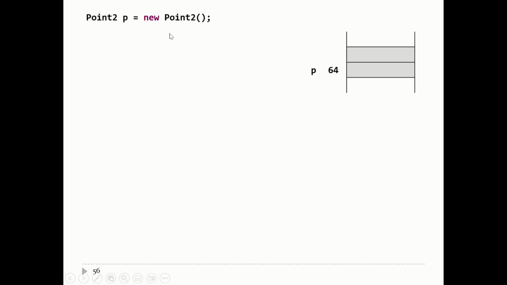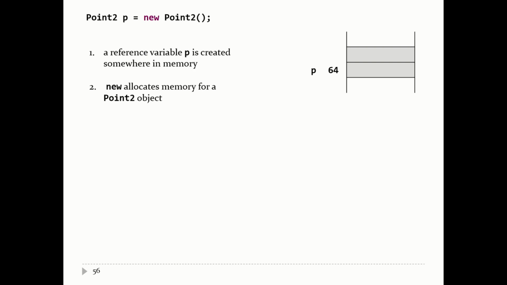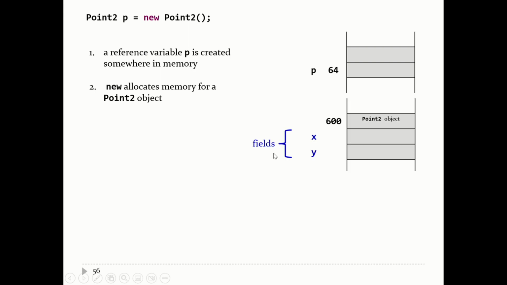On that one line of code, we're declaring a variable called p. So a variable called p appears somewhere in memory. Step 1. Step 2, new gets called. There's actually a step missing here, but anyway. So what does new do? It allocates memory for a Point2 object. How does it do it? It copies the Point2 class into memory somewhere. So now some memory gets allocated.